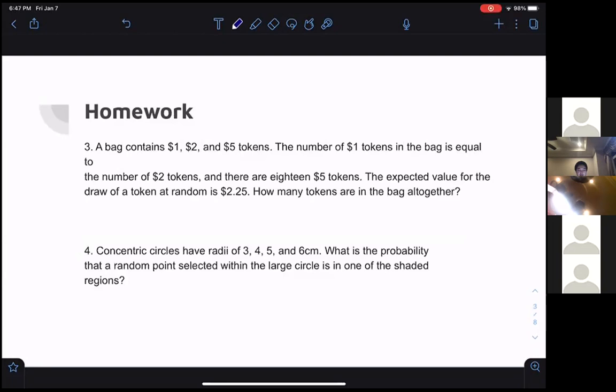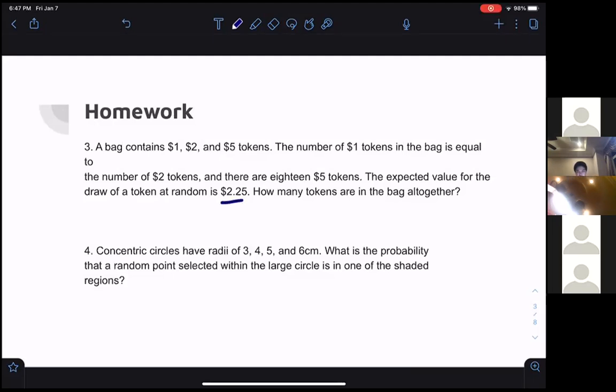A bag contains $1, $2, and $5 tokens. The number of $1 tokens in the bag is equal to the number of $2 tokens, and there are 18 $5 tokens. The expected value of the number of a token drawn at random is $2.25. How many tokens are in the bag altogether? Let's assume that this is exact.